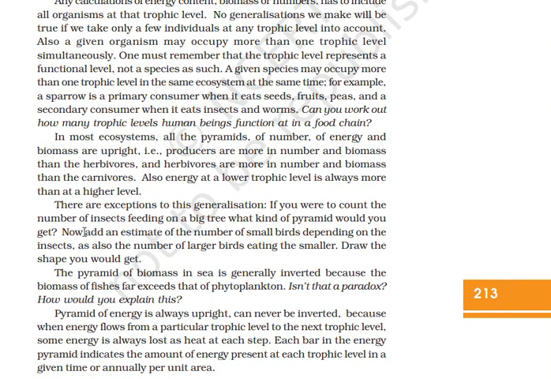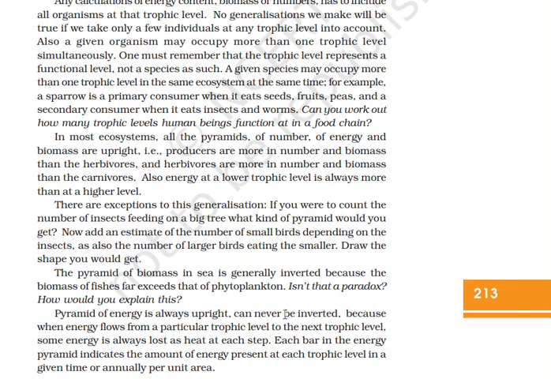If you were to count the numbers of insects feeding on a big tree, what kind of pyramid would you get? Now, add an estimate of the number of small birds depending on the insects, as also the number of larger birds eating the small. Draw the shape you would get. The pyramid of biomass in the sea is generally inverted because the biomass of fishes far exceeds that of phytoplankton. Isn't that a paradox? How would you explain this?